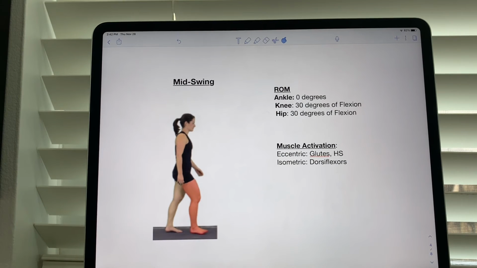At mid-swing, the ankle range of motion is 0 degrees. The knee range of motion is 30 degrees of flexion, and hip range of motion is 30 degrees of flexion. During mid-swing, glute activation is needed to first decelerate the flexing knee and then initiate its extension. Isometric contraction will be seen in the dorsiflexors.